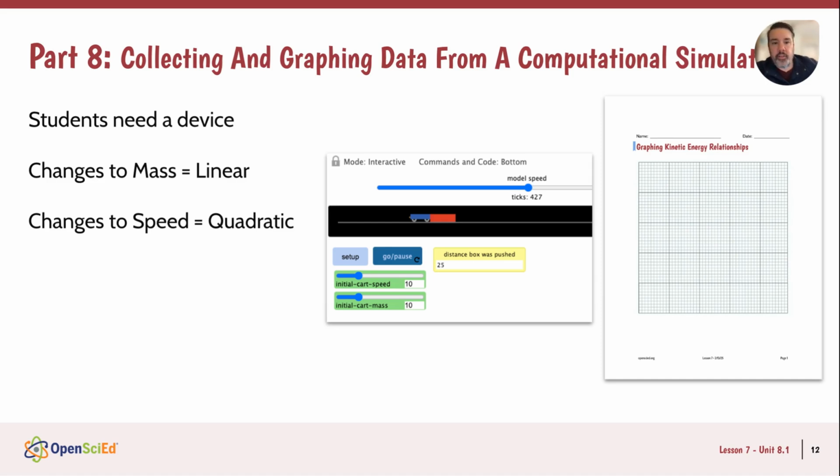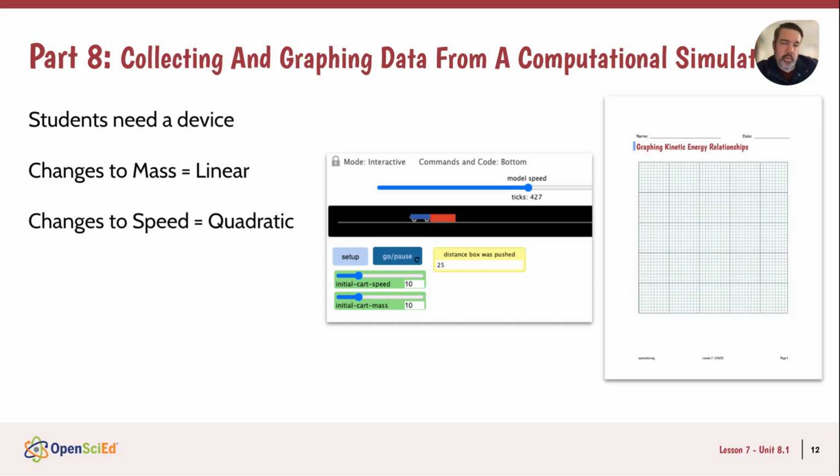And so kids are going to graph these on the handout. And what they're going to see is that the changes to mass were linear. Every increase in the mass equaled a proportional increase in how far it could push the box. And remember, pushing the box is how we are thinking about energy. So we're not actually calculating energy here. We're just thinking about how far it can push a box, which represents the amount of energy that is being transferred.